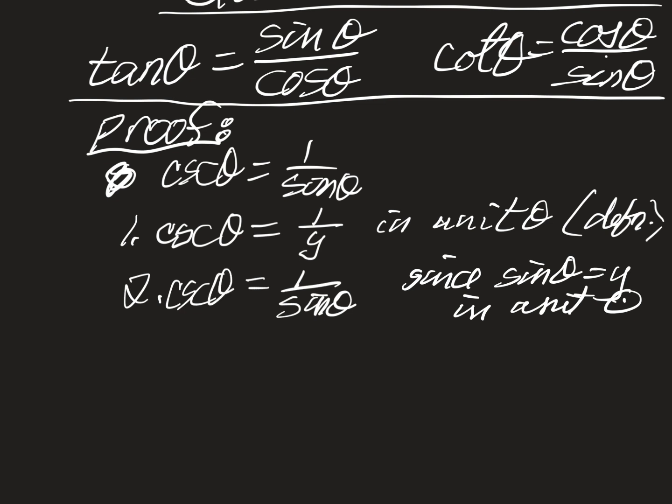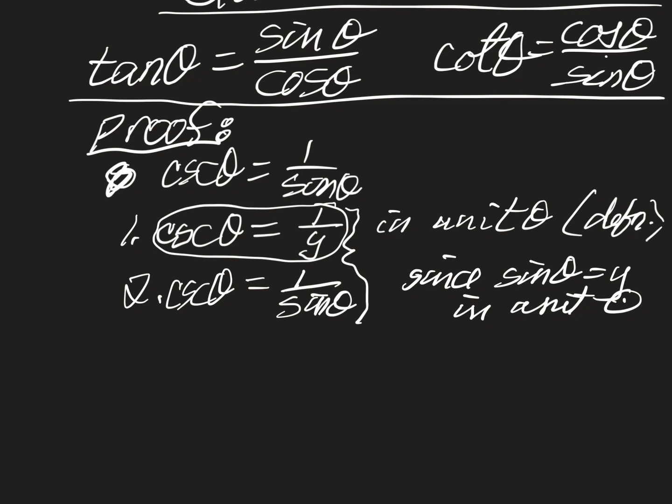All right? So notice, only one side changes. And you start from something that you know. So this would be like a given, the definition of cosecant theta. And then since we know y is equal to sine theta, we could rewrite this in terms of trig functions only. All right? And that's a basic proof.